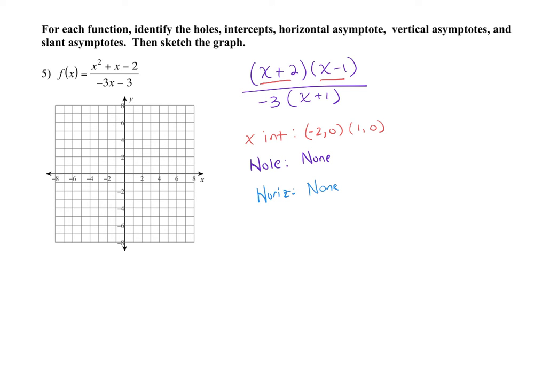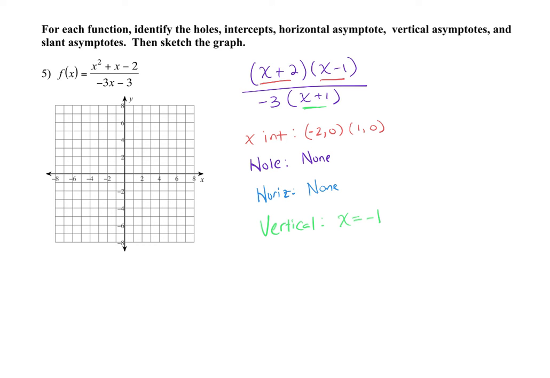All right, let's look at vertical. Vertical is where my denominator is 0 but does not cancel out, okay? Well, nothing canceled out. We've already determined that when we look for holes. So everything that makes my denominator 0 is going to be a vertical. There's only one. It's right here. So at x equals -1, I'm going to have a vertical asymptote.